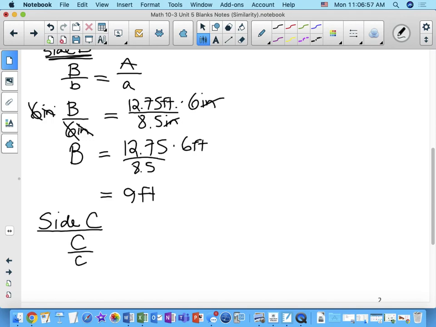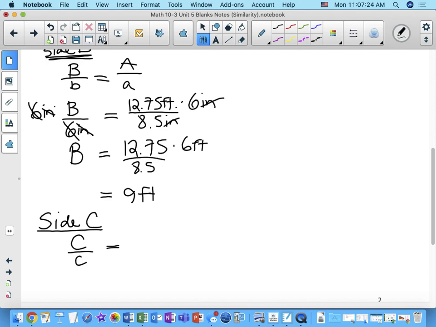Okay, now, question for you. Do I have to use a over a as the other side? Yeah, now I have another option. I could also use b over b because I found capital B and lowercase b. So the more pairs you find, the more options you have for the other side. So you could use a over a, and a over a is 12.75 over 8.5.